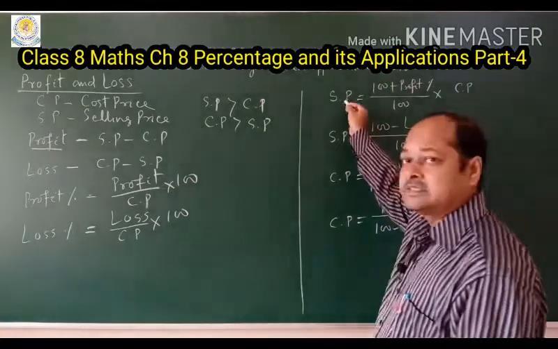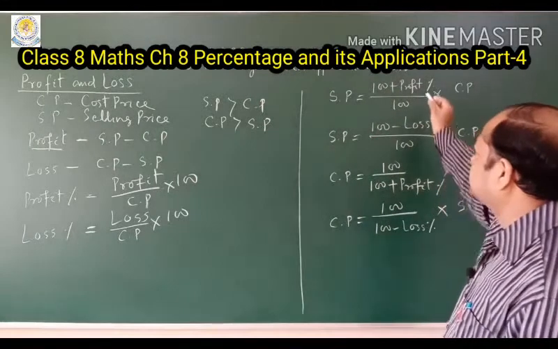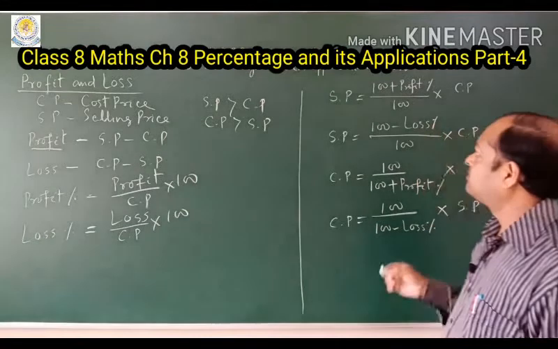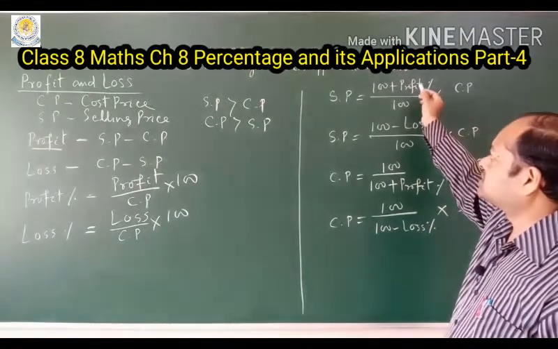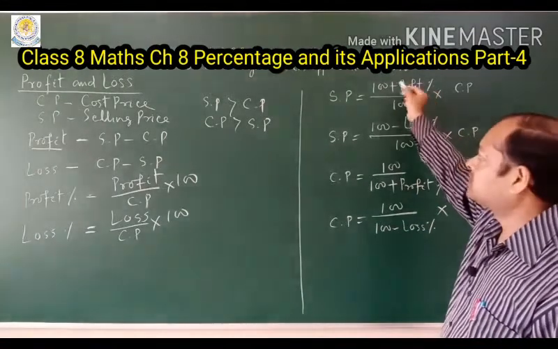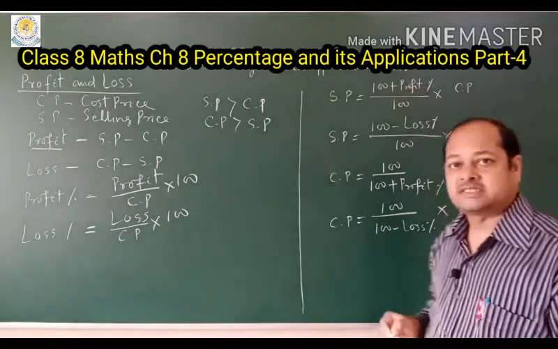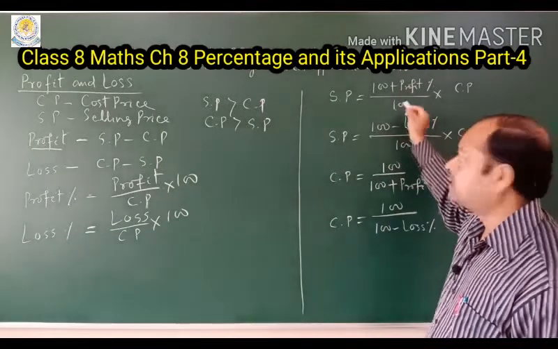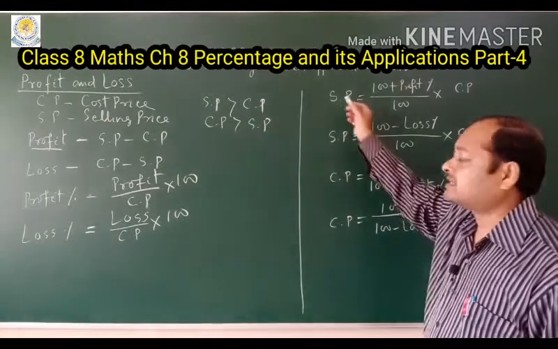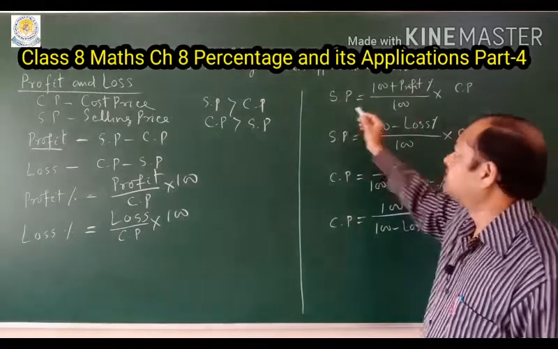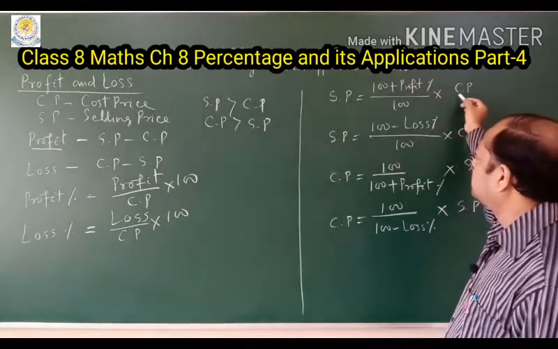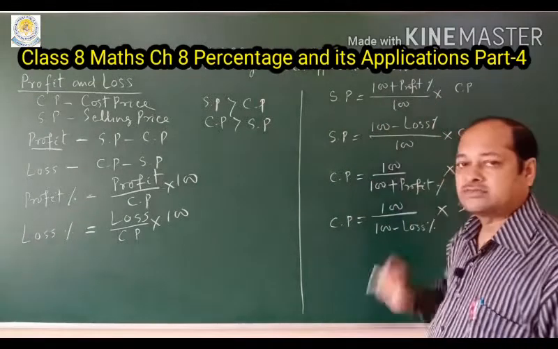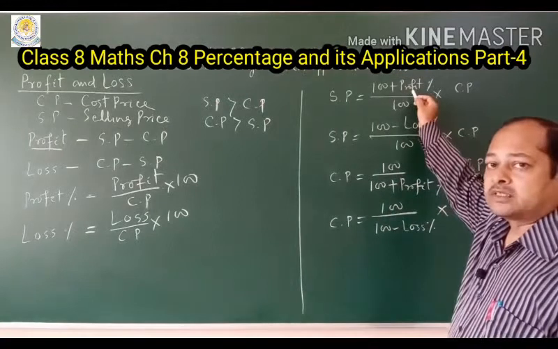How to find out the selling price when the profit percentage and cost price are given. Whenever a profit percentage is given, just add this profit percentage to 100. Suppose 10% is the profit. So 100 plus 10 is 110, divided by 100 into cost price, and that is the selling price of the article. So whenever the profit percentage and cost price are given, we can easily calculate the selling price using this formula. So this is for the profit case.